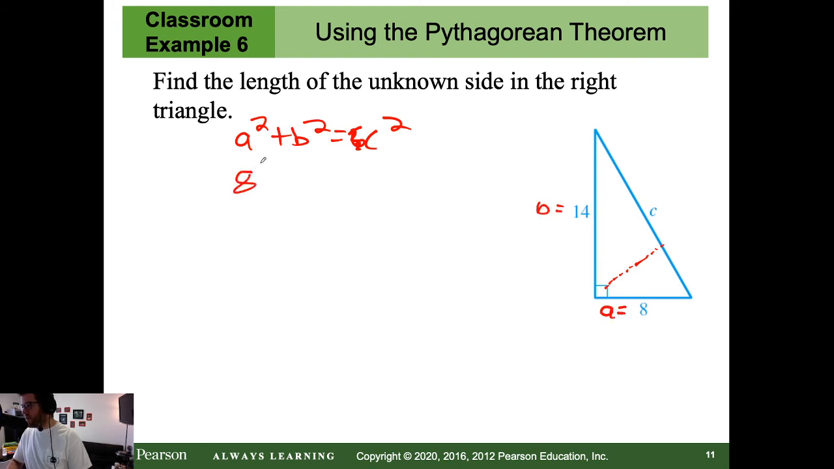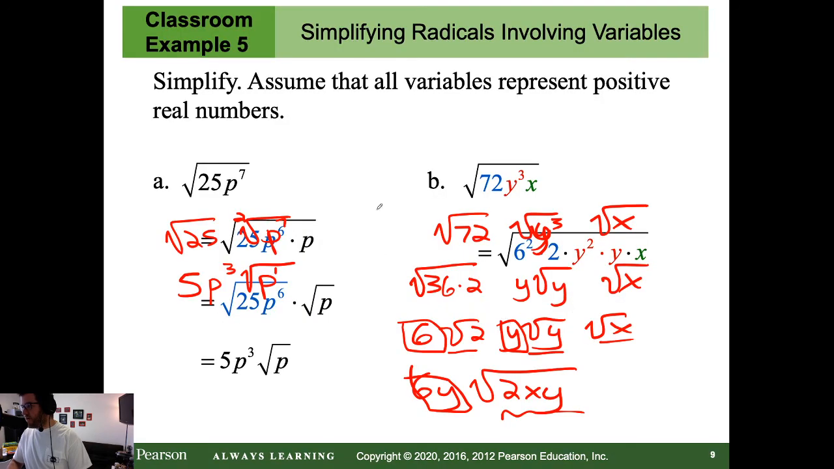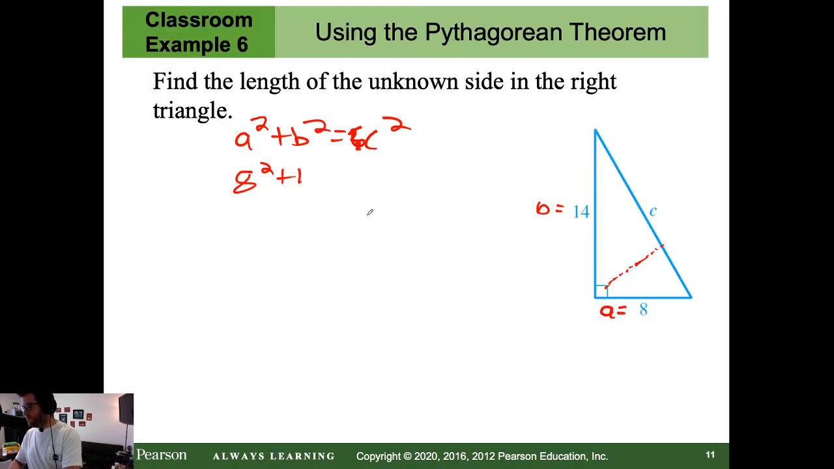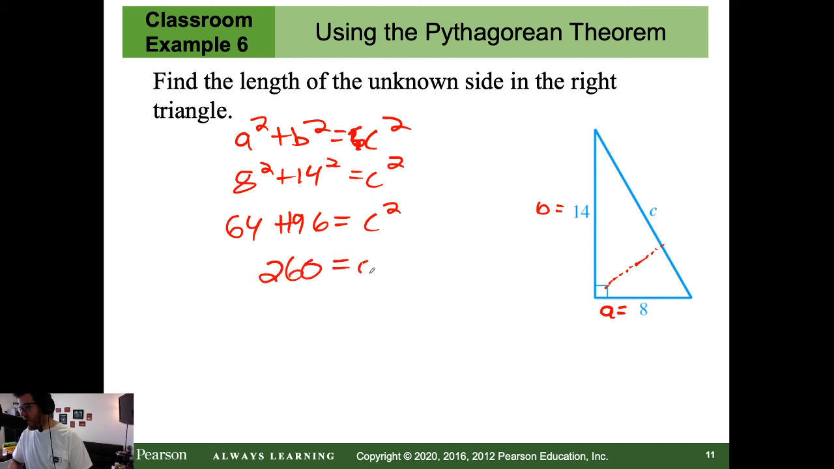So here I have 8 squared plus 14 squared equals c squared. This is 64 plus 196, if you put it in your calculator, equals c squared. So I think that is 260. Sure I'm doing this right. Always have a calculator. Yes.